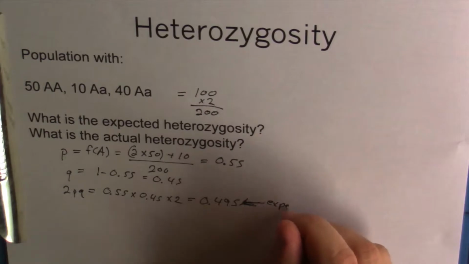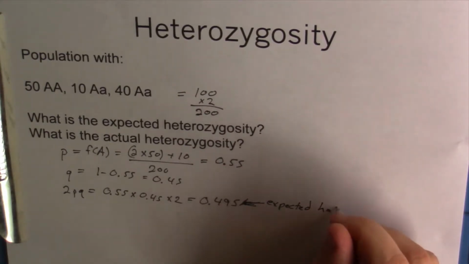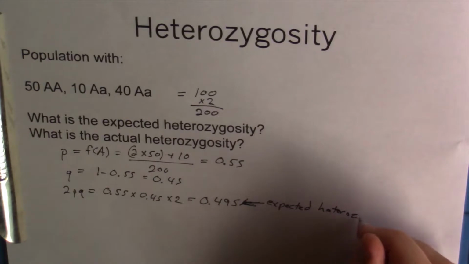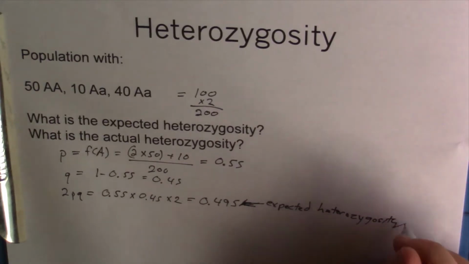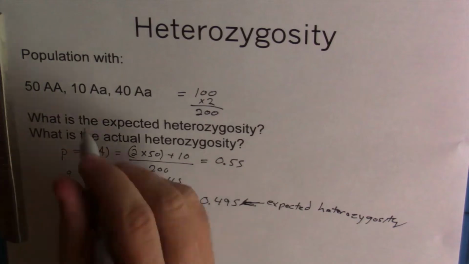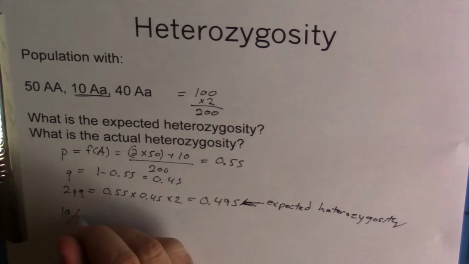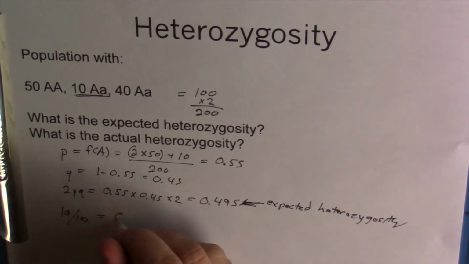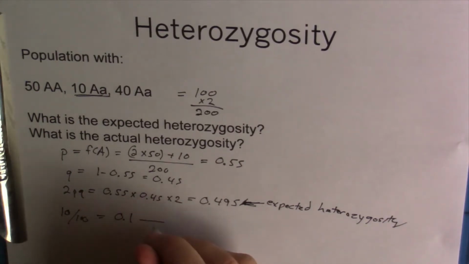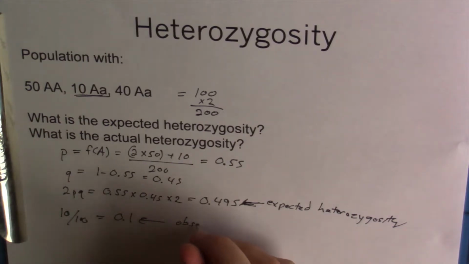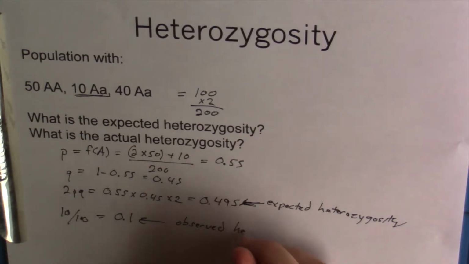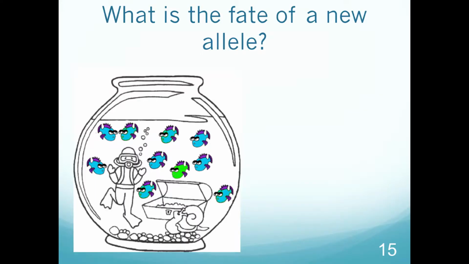And this is the expected heterozygosity. Then the number of heterozygous individuals in the population, there's 10 of them out of 100, so 0.1. This is the observed heterozygosity.